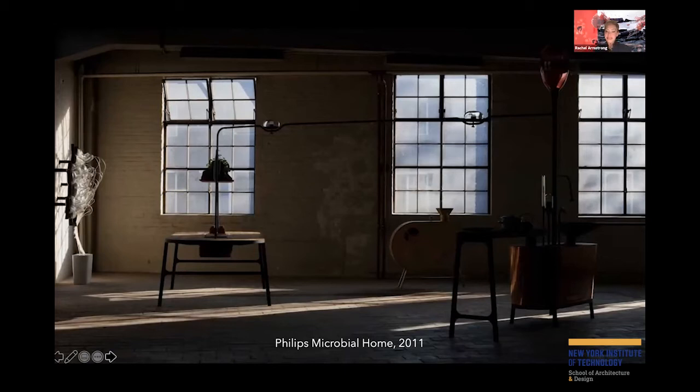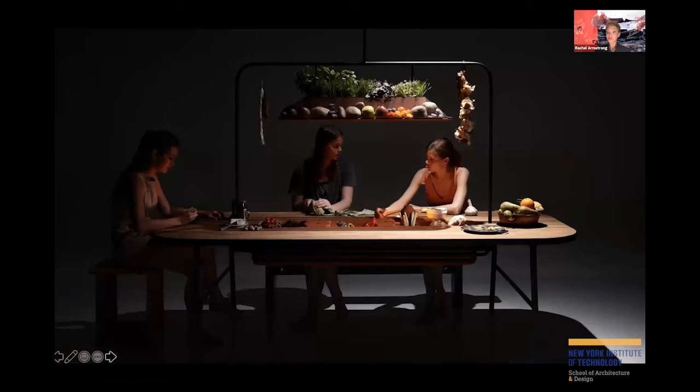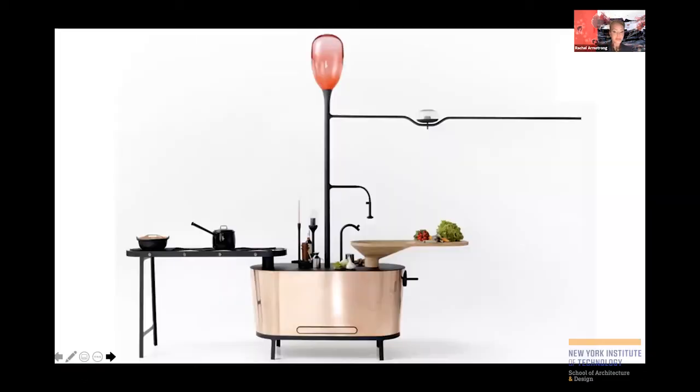So in 2011, Philips, the lighting company, had a visionary idea, which at the time was entirely speculative. They imagined a microbial home that was powered by the activities of microbes, and they designed the apparatuses within a kitchen-based environment by which it might be possible to do this. So the idea was that by composting waste that comes from the kitchen and putting it into a different set of apparatuses, things like biogas, soils for growing, you know, new vegetables and herbs could be harvested.